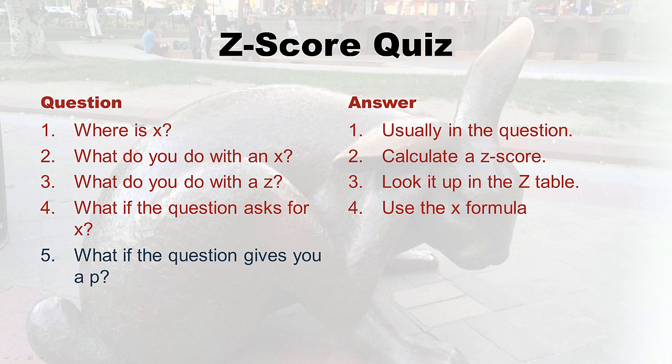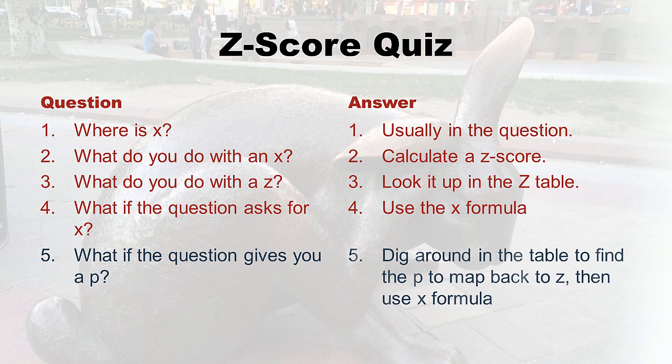And what if the question gives you a p? Or I just said p for probability, but it could be a percentage. Like remember the top 7% and the bottom 3%? Well, if they give you a percent, just start digging around in the middle of the z table, looking for that percent. Once you start digging around, you realize it maps back to a z, and then you can get into the groove of using the x formula, and you'll probably get yourself out of this panic.